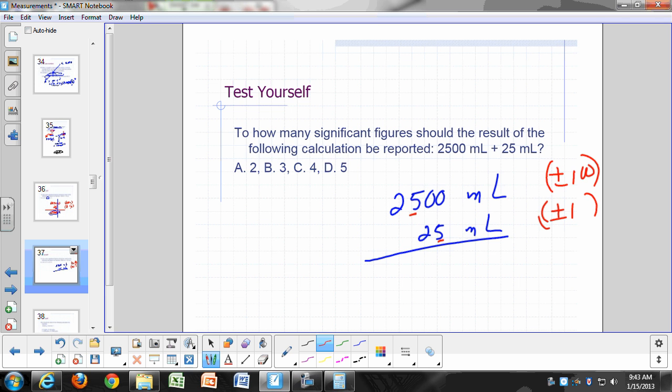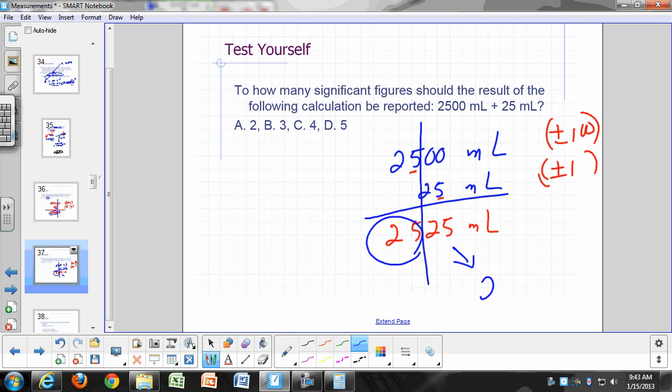So the answer, 25 milliliters. You go by the last sig fig. It should be in the hundreds place. You should be rounding it up to the nearest 100. And so this should be rounded up to 2500 milliliters. And so there's only 2 sig figs. The answer is A. Now it might bother you that you're adding 2500 and 25 together and you're still getting 2500. Think of it as a drop in a bucket.